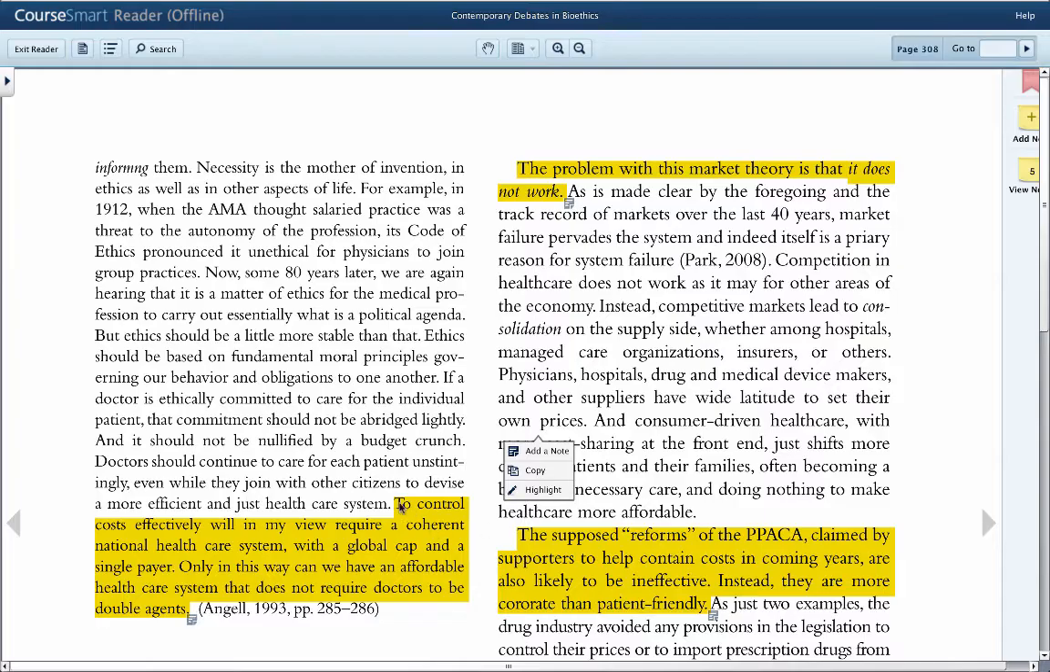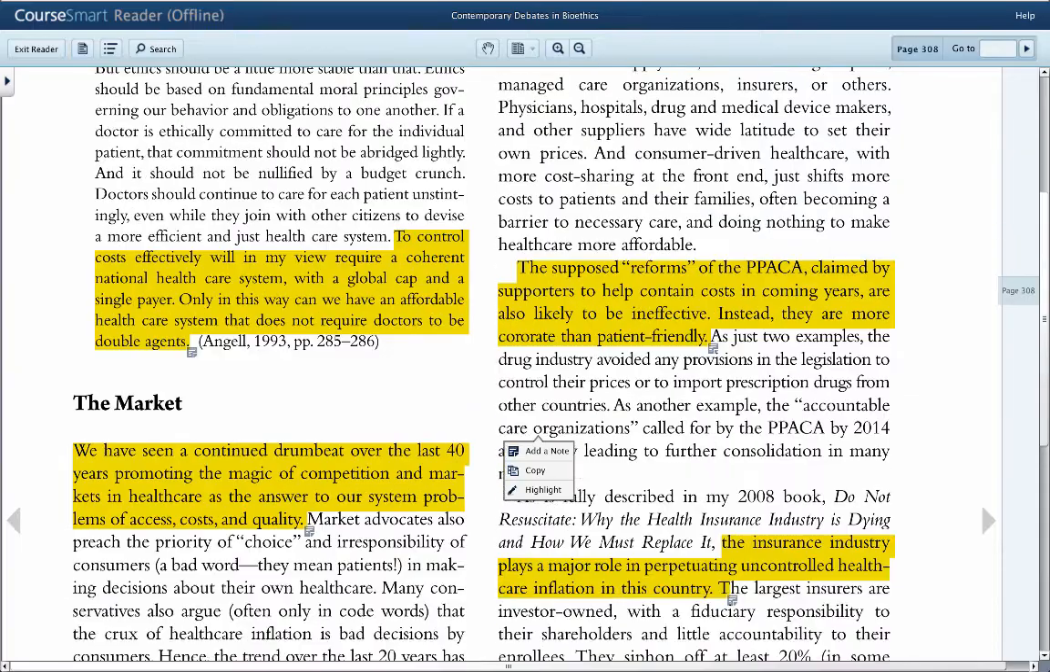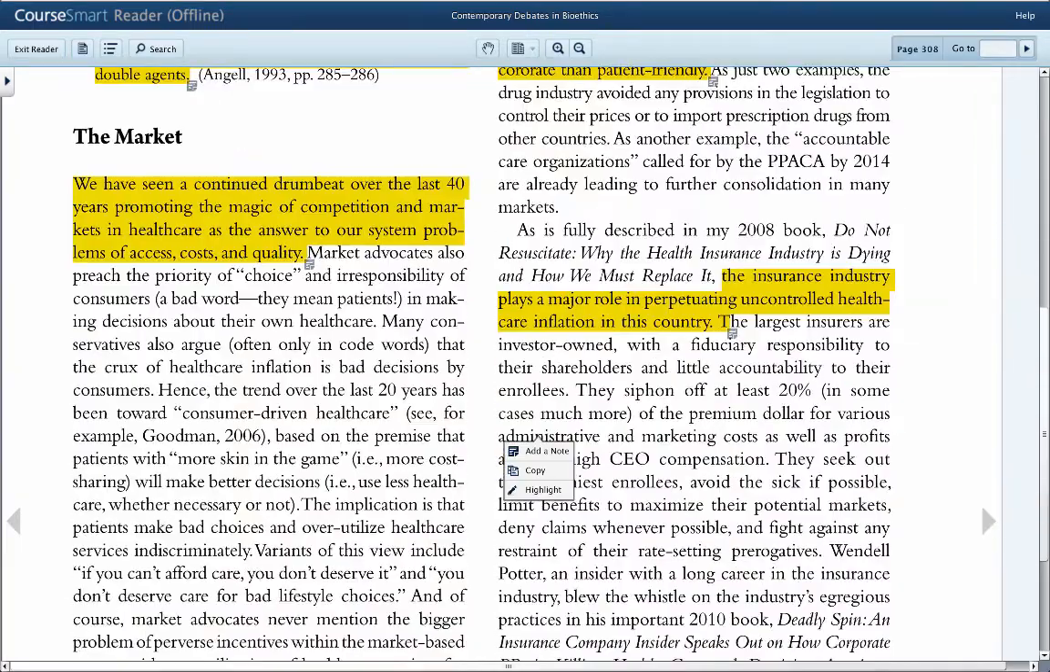Here's a quote from Angell. To control costs effectively, Angell says, will, in my view, require a coherent national healthcare system with a global cap and single payer. Only in this way can we have an affordable healthcare system that does not require doctors to be double agents. Now, you might think the market could handle this, right?